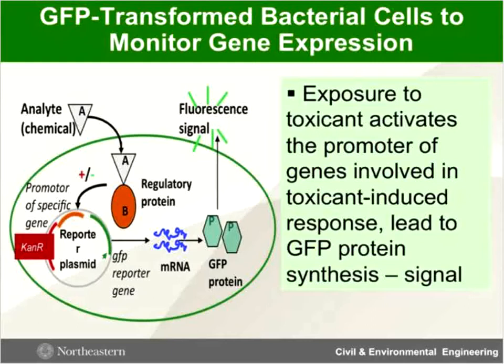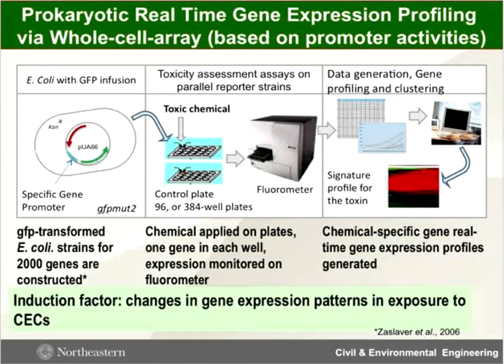coli. The principle for the GFP-fused whole cell is basically that you put the promoter of a specific gene of interest upstream of the GFP gene, which is the green fluorescent protein. So if upon exposure to a toxicant a particular gene is involved, the promoter will be initiated, which leads to downstream translation of the GFP gene, producing the GFP protein that gives you a fluorescent signal. So it is almost like a light bulb: every single recombinant cell is a light bulb that will light up if the gene you inserted in it responds to a certain toxicant.